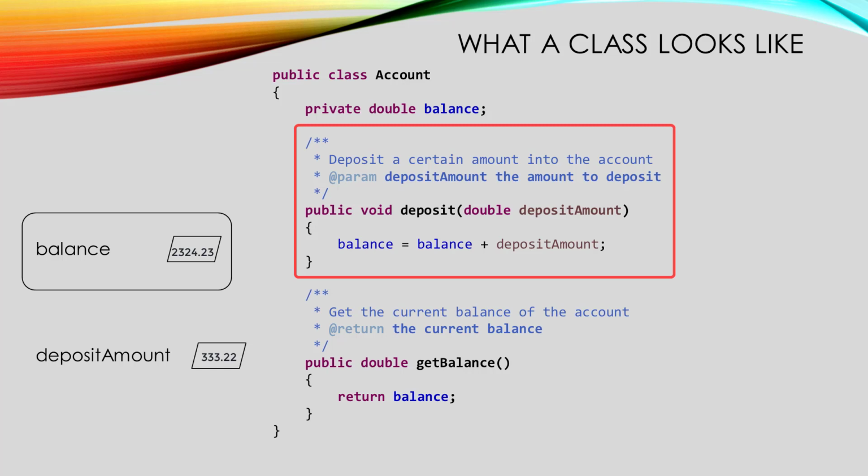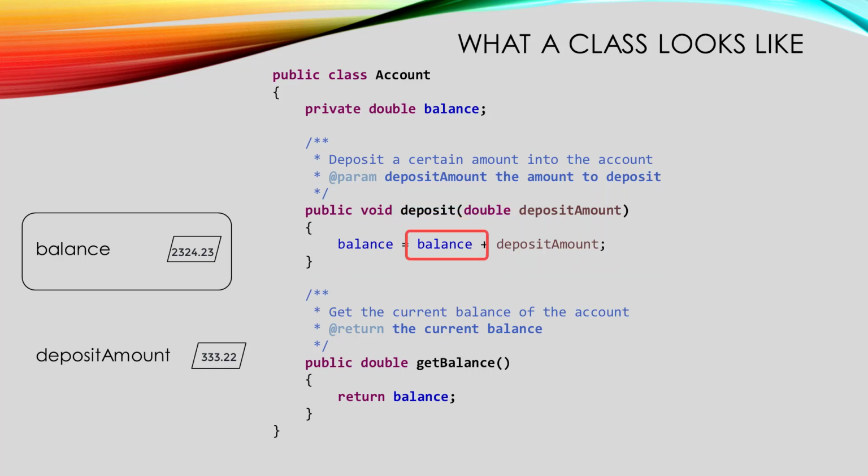This time, when it gets the value of balance, it gets it from the IRA object, because that's who we called the method on. That already contains 23, 24, 23. It will add our 333, 22 to that, getting 26, 57, 45, and store that back into the balance variable.